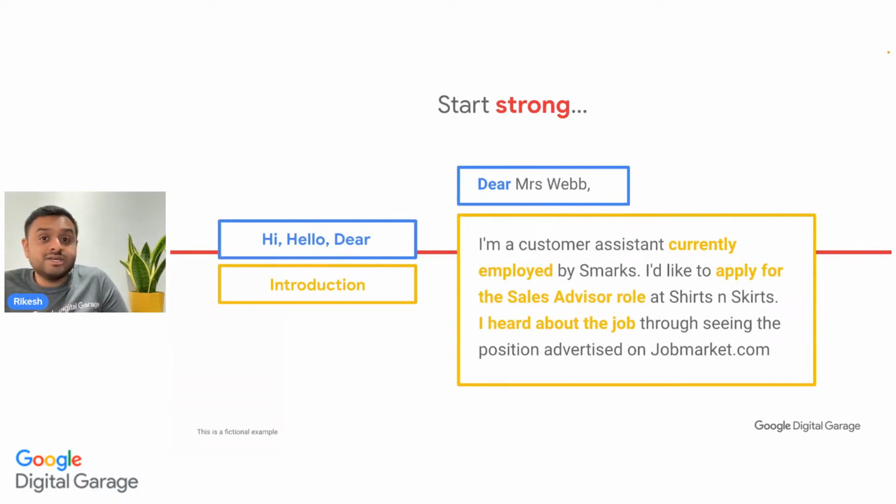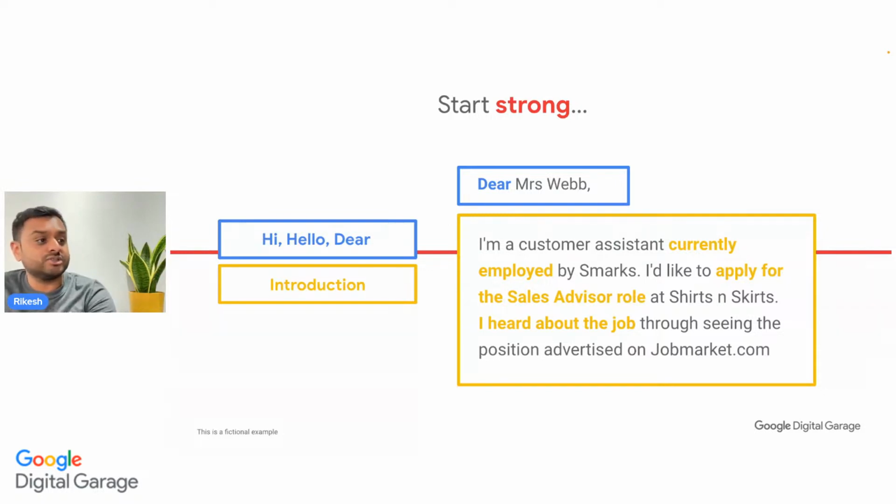So we've got "Dear", which is a classic greeting, "Dear Mrs. Webb". Let's make the assumption that Mrs. Webb is the hiring manager for this position. We've then got the first paragraph of this cover letter: I'm a customer assistant, currently employed by Smarks. I'd like to apply for the sales advisor role at Shirts and Skirts. So you're making sure you're getting put onto the correct pile here.